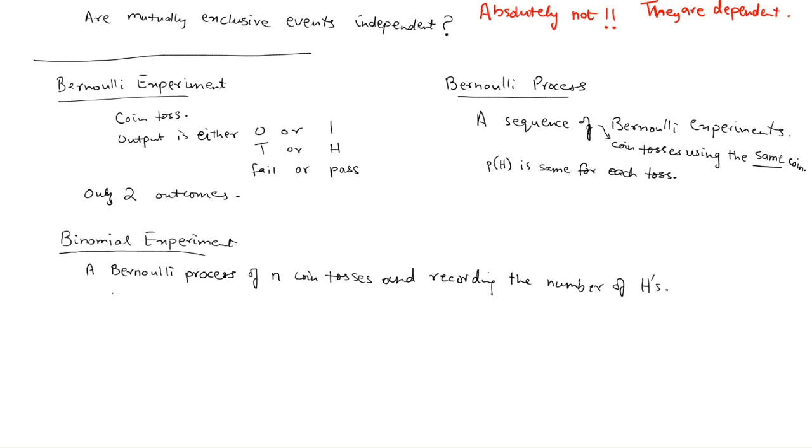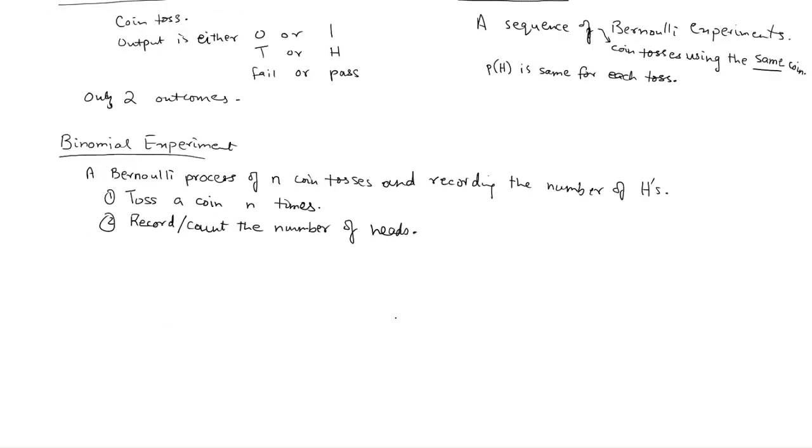So let me give you the steps. In a binomial experiment, you toss a coin n times, and then you record or count the number of heads. That's it. That is a binomial experiment. यहाँ तक कोई सवाल?